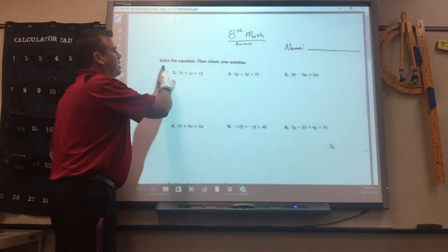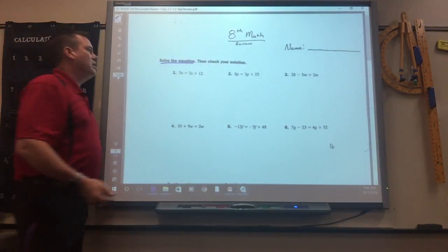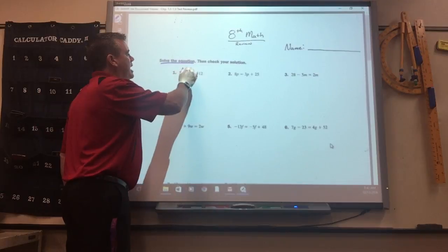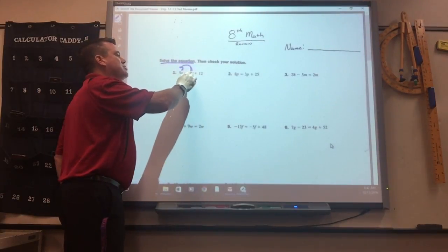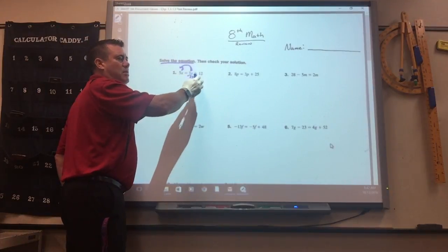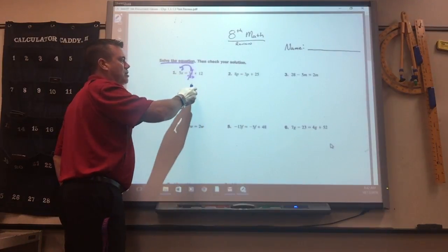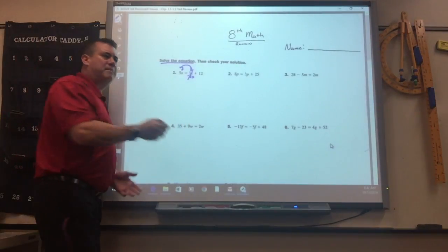So remember, whenever you solve an equation, that means get the letter by itself. So here there's a letter on each side. So what you gotta do is get them together. Since they're on opposite sides, you gotta do the opposite. To get rid of that, you minus, because 3x minus 3x is 0. And just remember this main thing. Whatever you do to one side, you gotta do the same thing to the other.